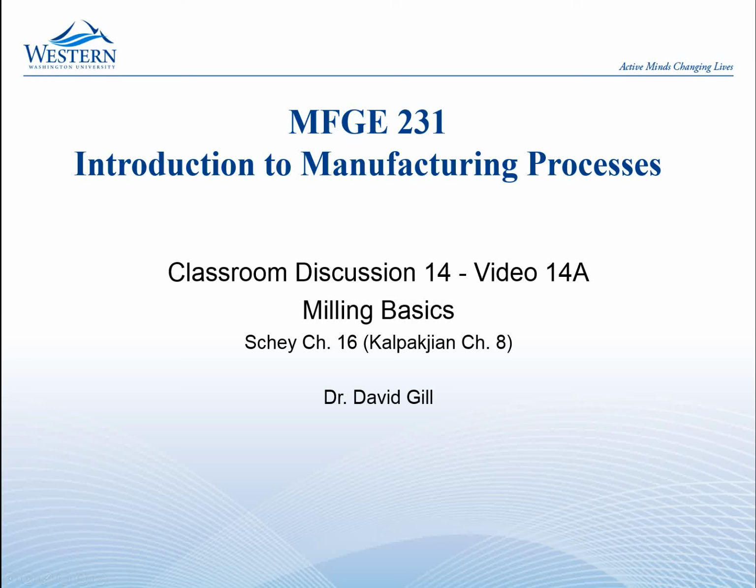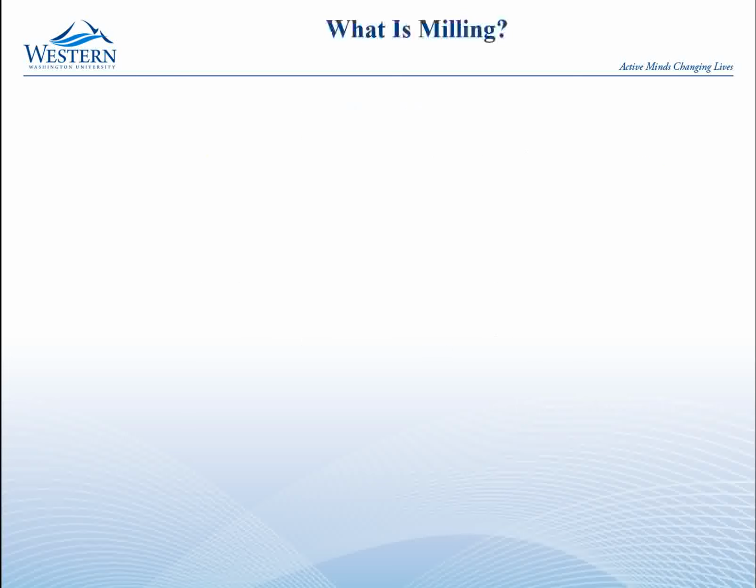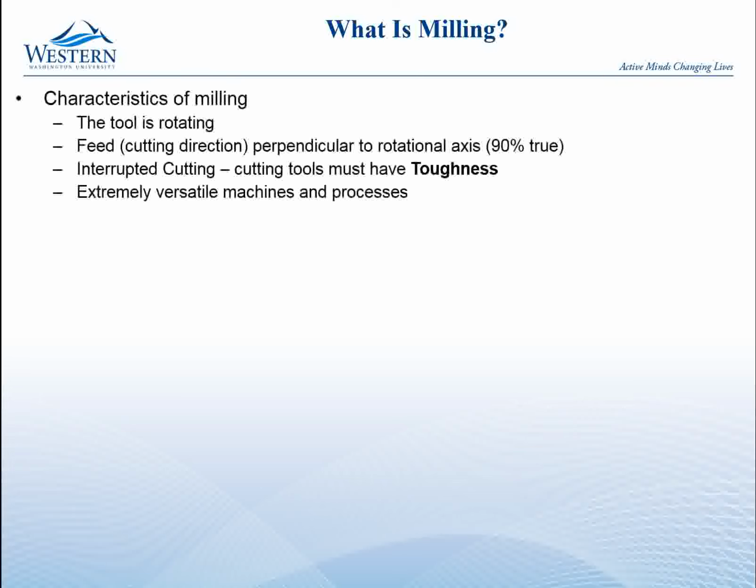This is Professor Gill and we're going to talk about the basics of milling. So you've all been doing milling in the lab, but let's talk about what is milling, what defines milling. So first of all, in milling, the tool is rotating and the part is either stationary or moving, but it's moving at a slow speed relatively, and the tool is the part that's doing the rotating. Generally, the feed direction is perpendicular to the rotational axis and in either of the perpendicular directions. This is not always true, but it is 90% true.